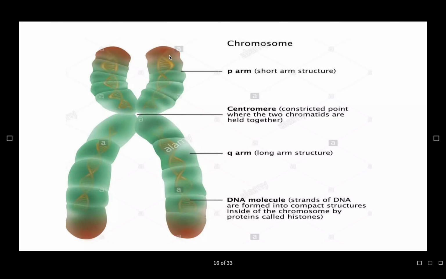So this, you can see, is a shorter arm that is called the P arm. This is the longer arm that is called the Q arm, and the center is called the centromere. You understand? So sister chromatids are being held together at the center. It's not that this place is the same as this place. No, this place is shorter. The upper arm is the shorter arm called the P arm, while the lower arm is the longer arm called the Q arm.